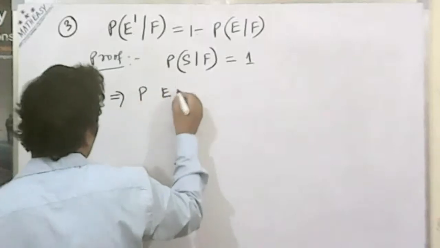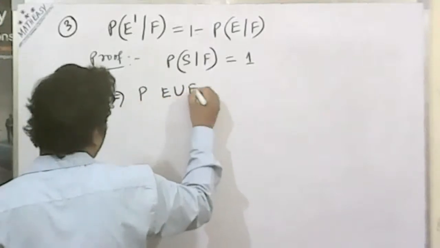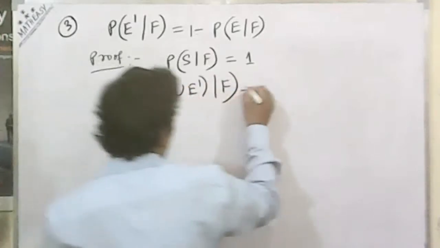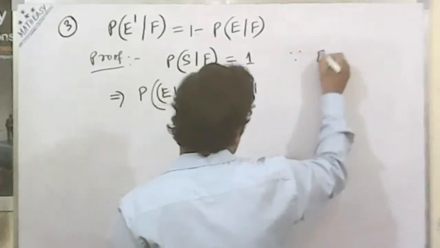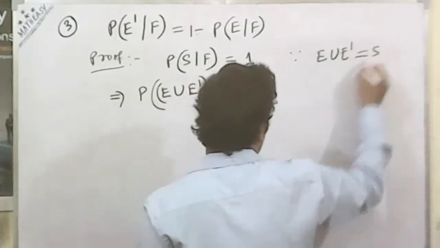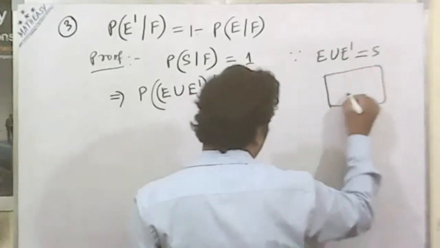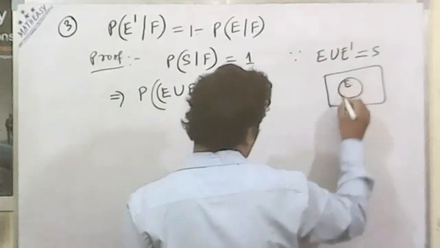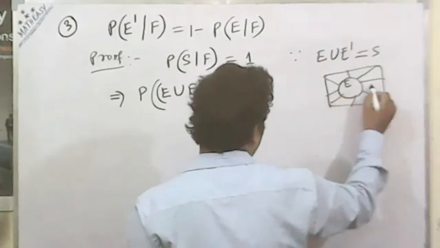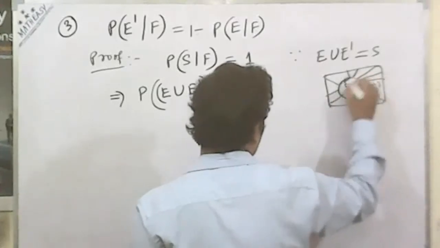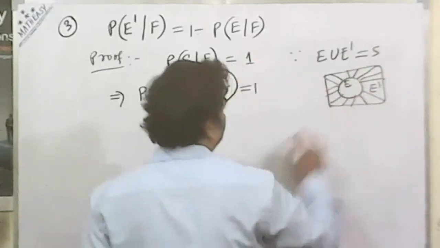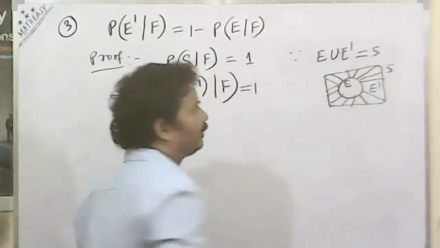Probability of E union E dash condition of F is equal to 1, because E is an event, E dash is also an event. That is equal to the sample space. Here you can say, suppose this is E and this shaded region is E dash. So E and E dash, the union comes to the sample space.